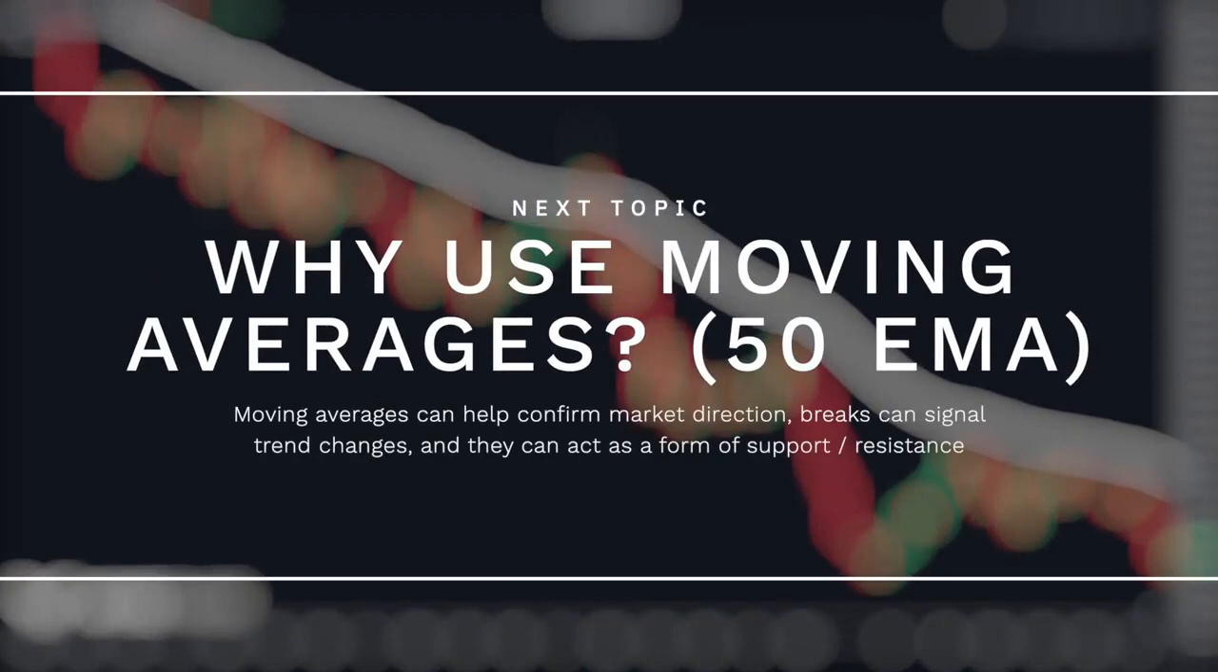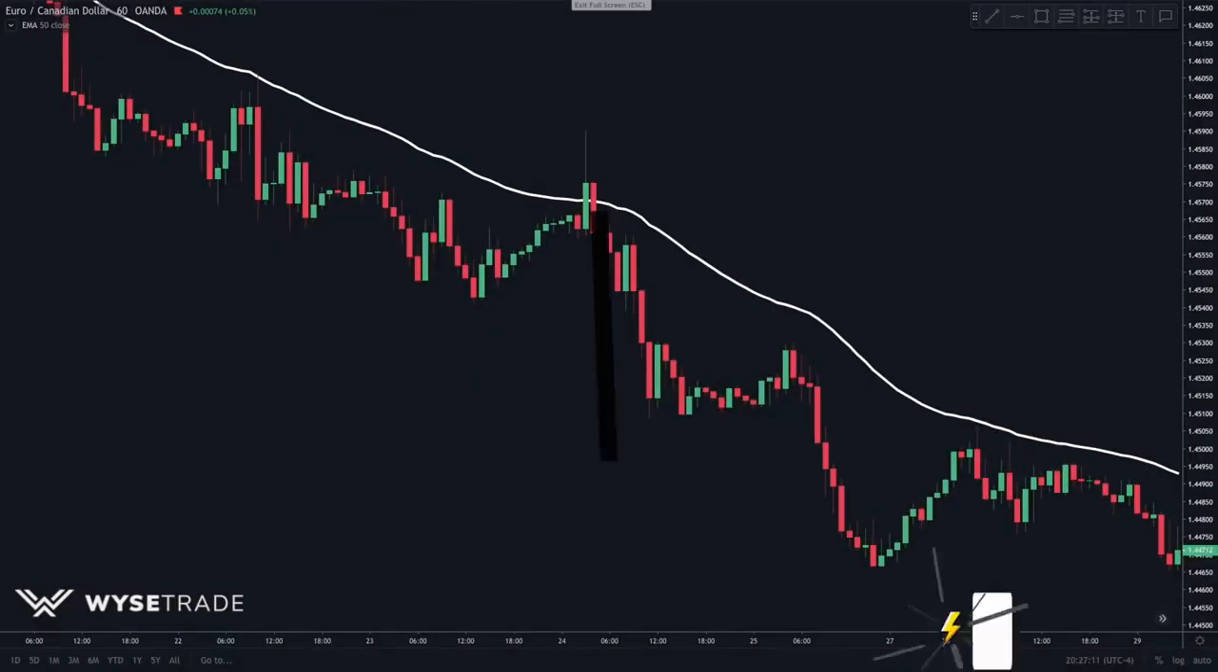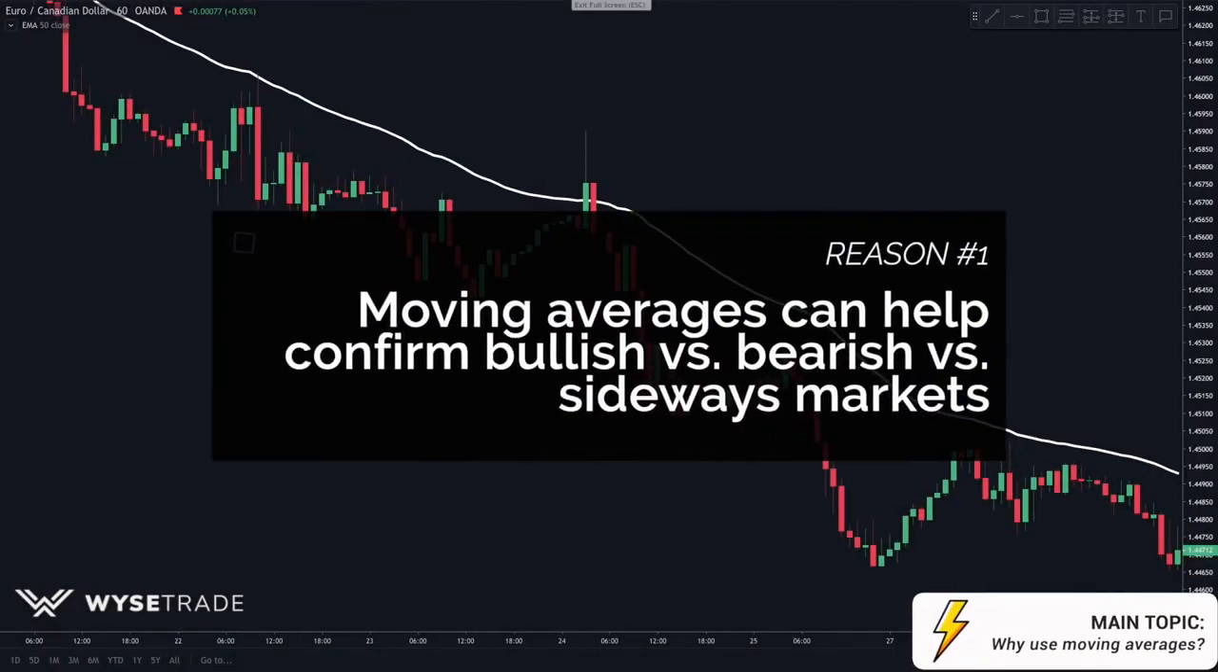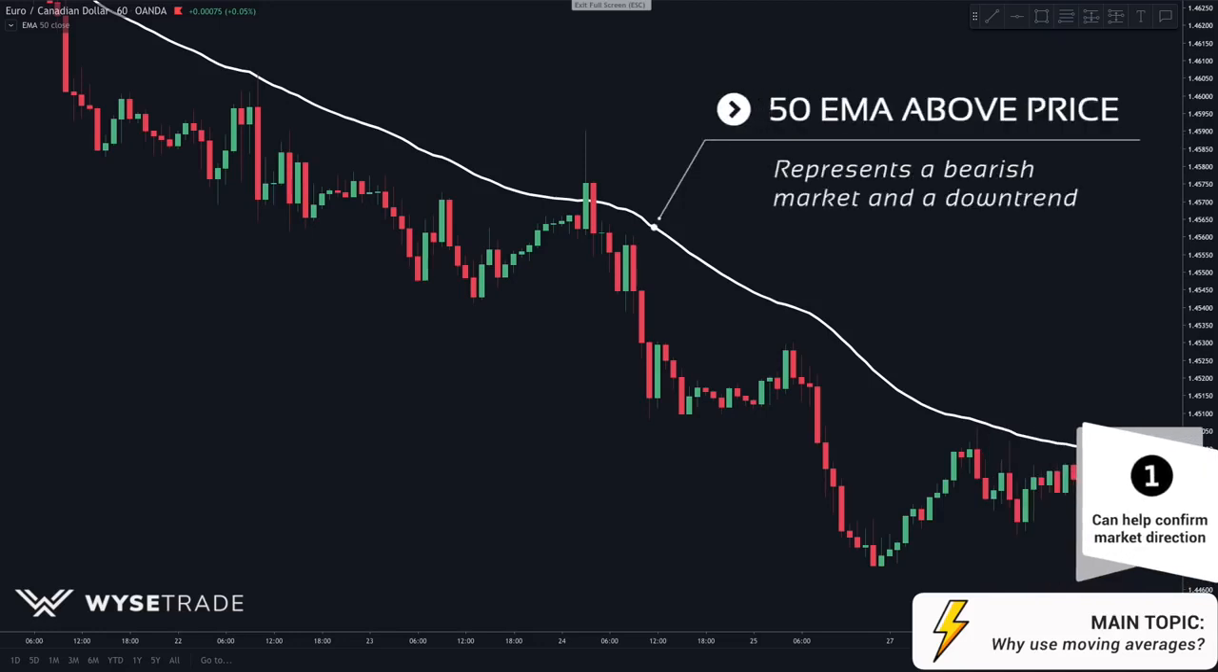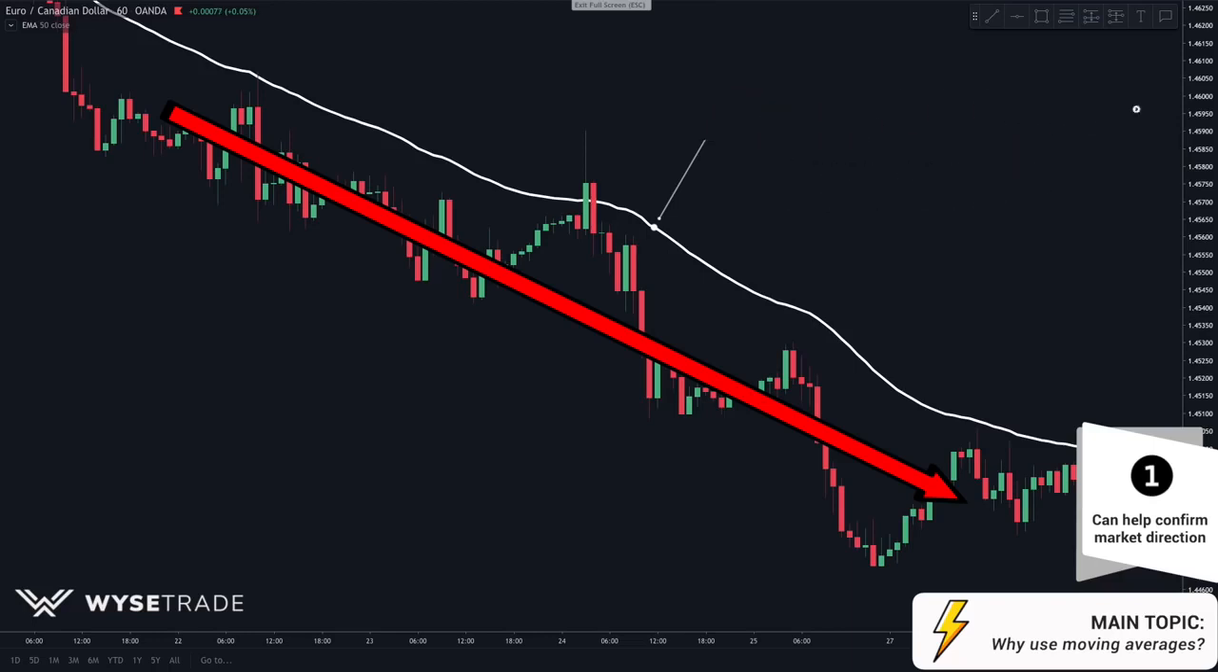So why do we use moving averages? The first reason is because moving averages can act as supporting evidence of a bullish market, a bearish market, or a sideways market. When the 50 EMA is above price, it represents a possible bearish market and a downtrend.